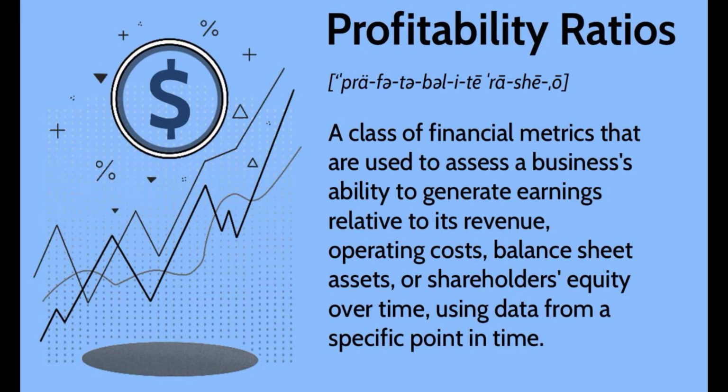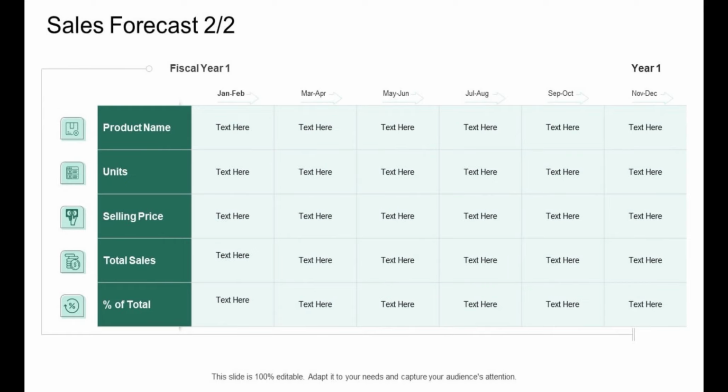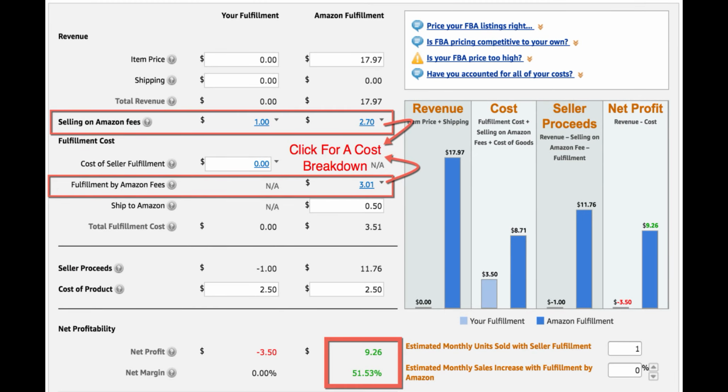Profitability analysis. Calculate potential profit margins by considering factors like product cost, shipping fees, Amazon fees, and potential selling prices. Tools like the FBA calculator can help with this.